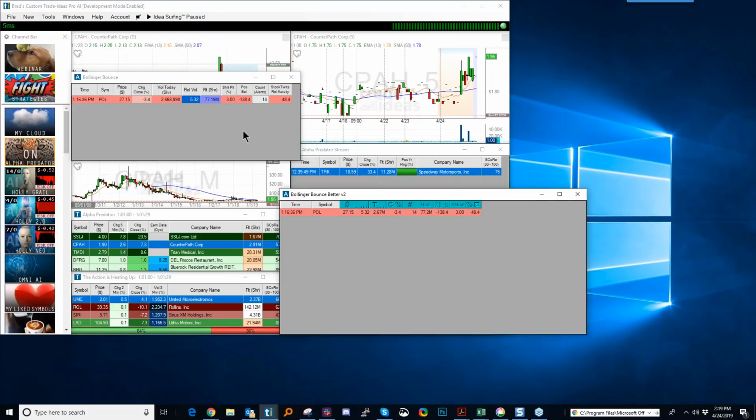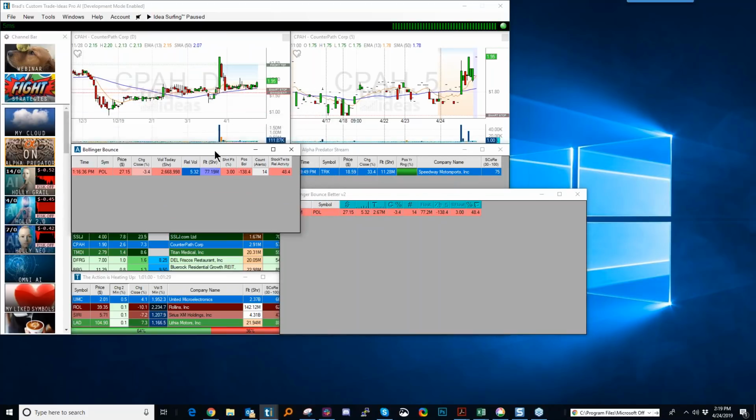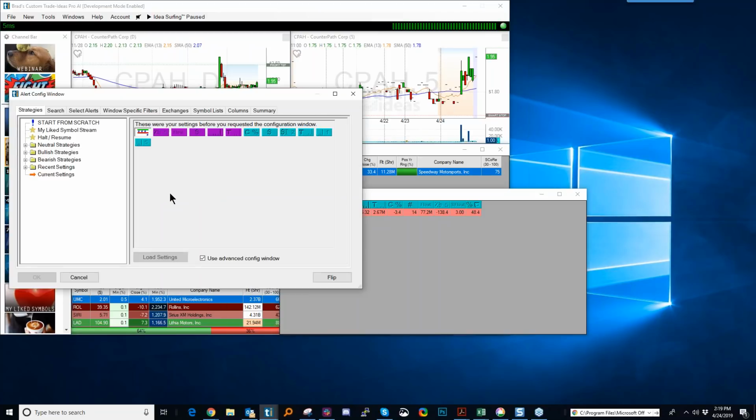So these are the two windows that I tried to share with Dan. This first one here, let's just look at this Bollinger Bounce window right here. This is what we call a base strategy. And the reason why it's a base strategy, I'll go into it real quick so you can see what we're looking at.